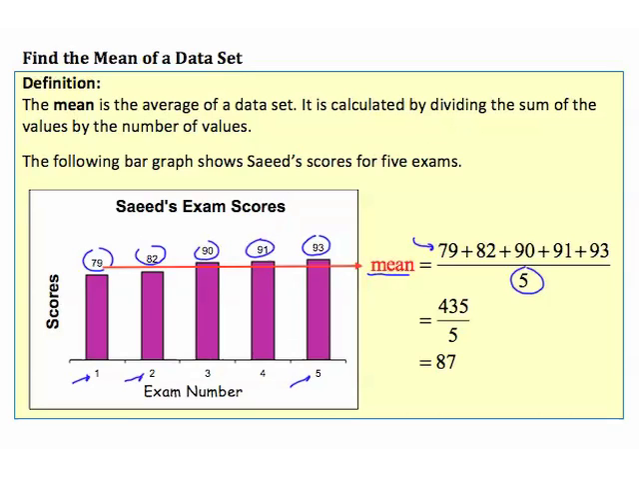And so the way we would do this then is we would add all those numbers up, and when we add them all up, we get 435. When we divide 435 by 5, we get an 87. And so the average or mean of Saeed's exam scores, of these 5 exam scores, is 87.